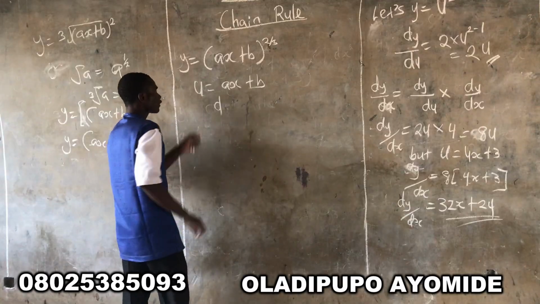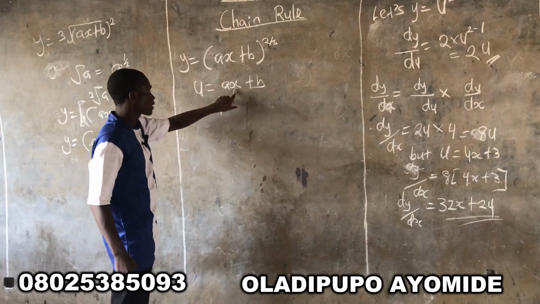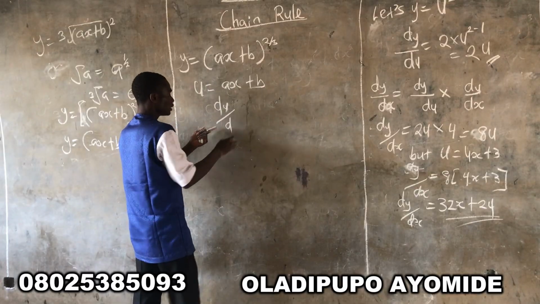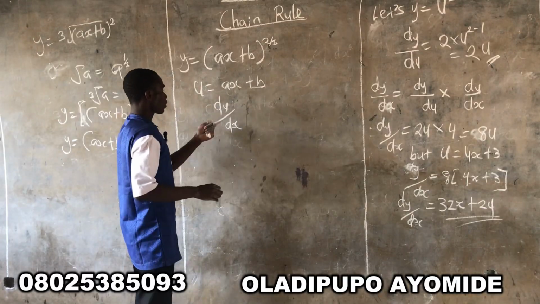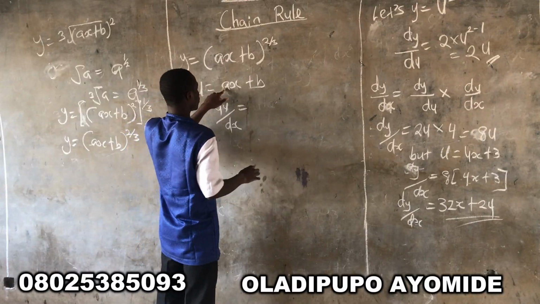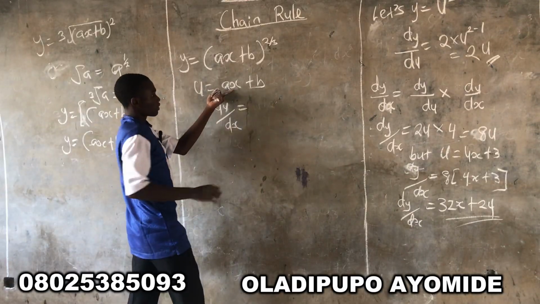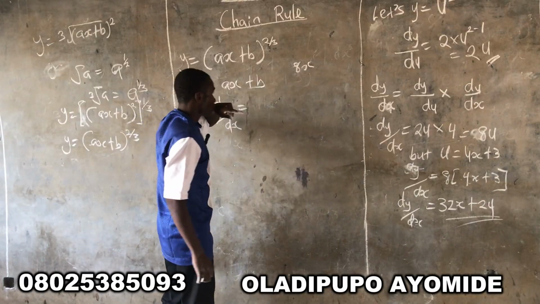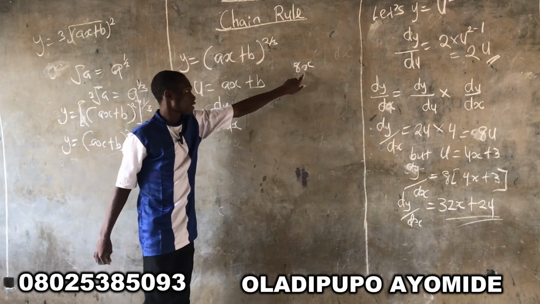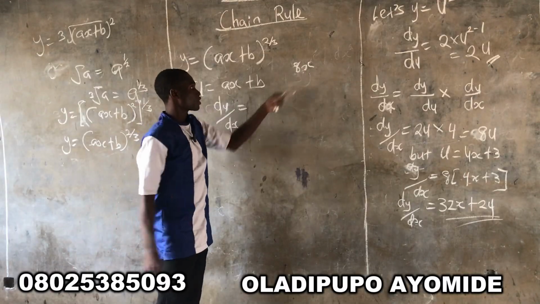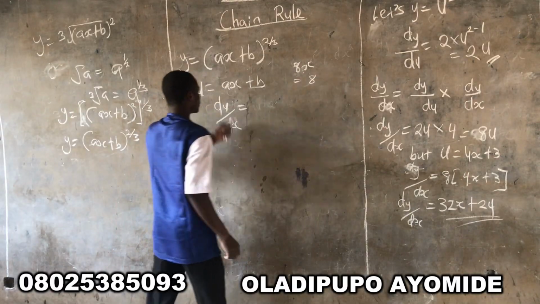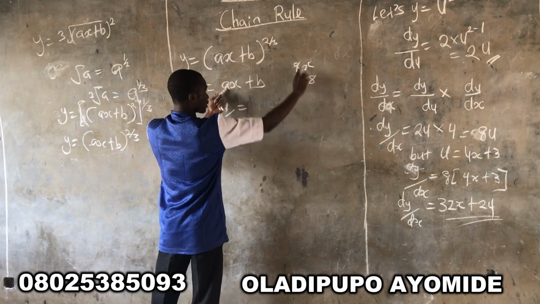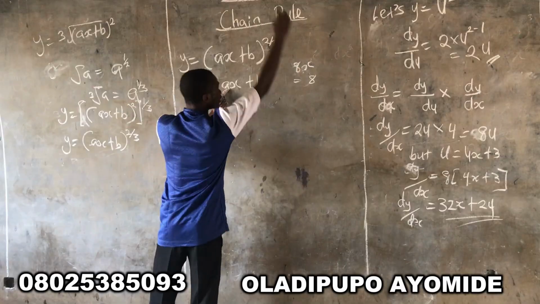So in differentiating u with respect to x, we can say du over dx is equal to, here ax is still the same thing as a. I'm just using ax as an instance. So we can say ax is also the same thing as a x to the power 1, and if we differentiate this, we have 1 times a is a, and 1 minus 1 is 0.